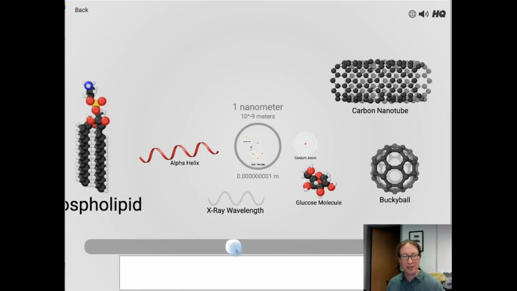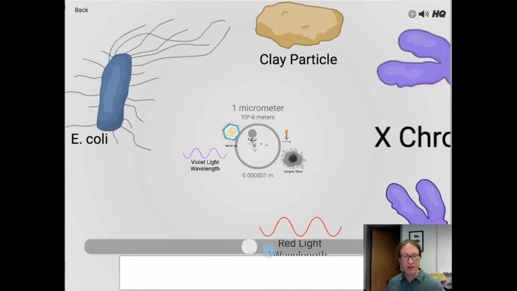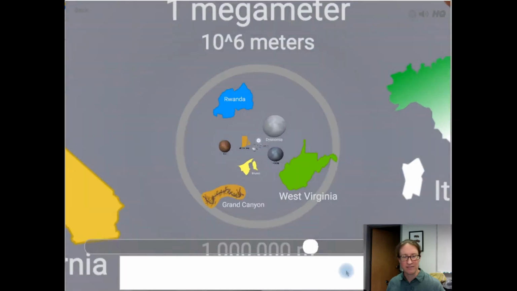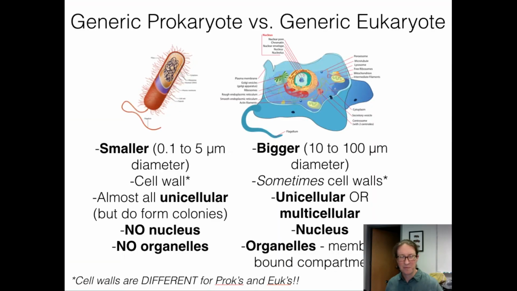You can go and play on this website. You can also zoom way out and look at much, much larger things just for fun. Okay, so hopefully that tour of biological scales was interesting and peaceful and also maybe slightly relaxing.